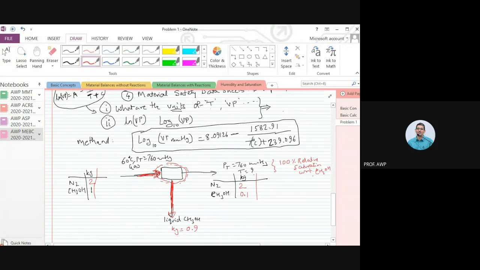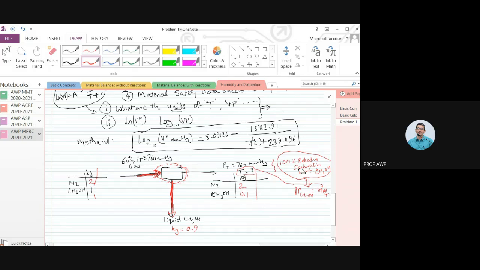So in this particular case, the gas going out must be having 100% relative saturation with respect to methanol. That means we will need to calculate things like partial pressure and vapor pressure. This condition means at this particular temperature, the partial pressure of methanol would equal the vapor pressure at this temperature, isn't it?